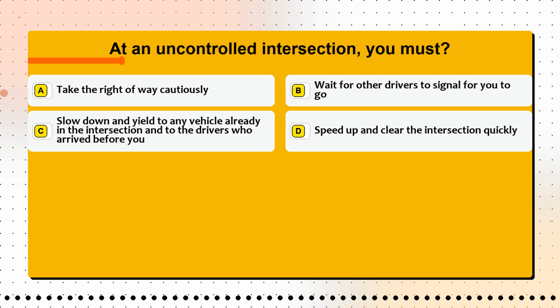Here are the options. Option A, take the right-of-way cautiously. Option B, wait for other drivers to signal for you to go. Option C, slow down and yield to any vehicle already in the intersection and to the drivers who arrived before you. Option D, speed up and clear the intersection quickly.